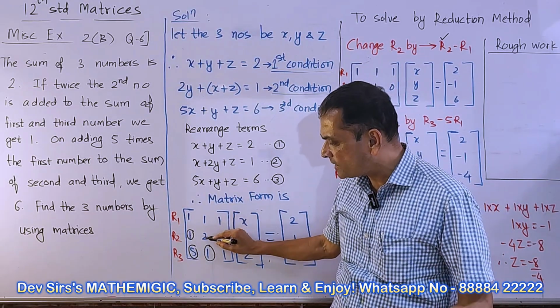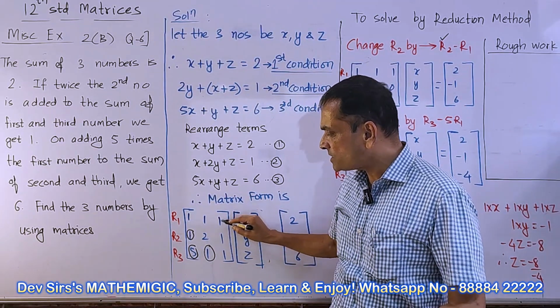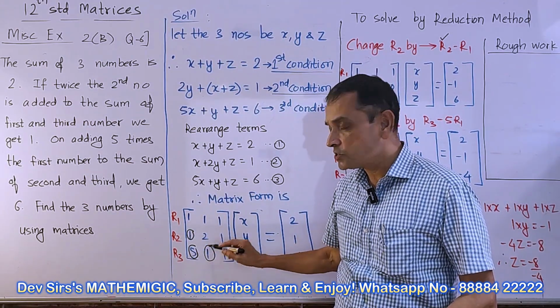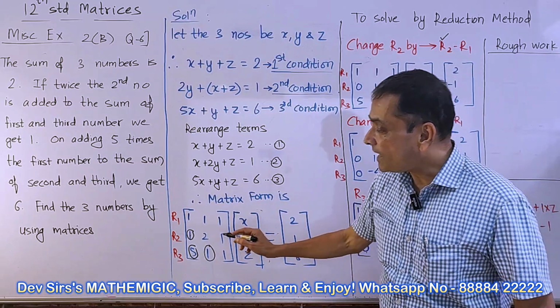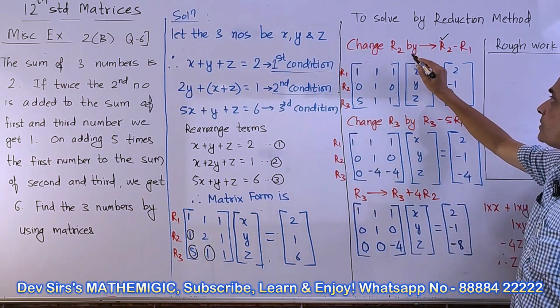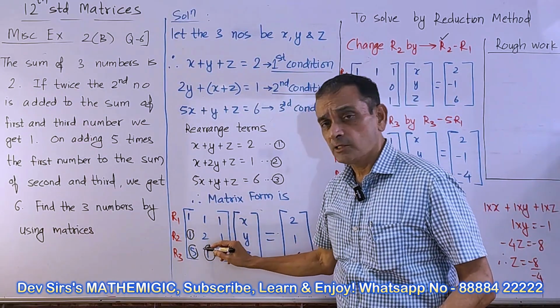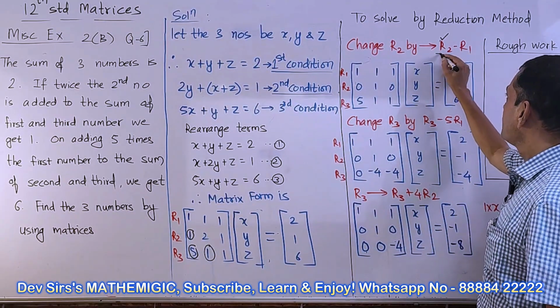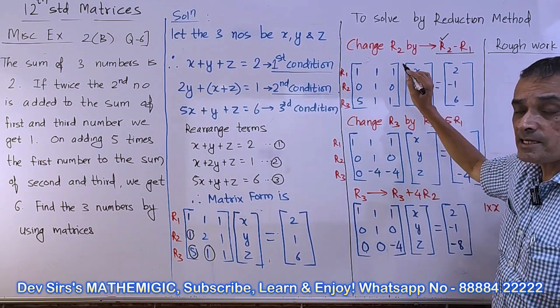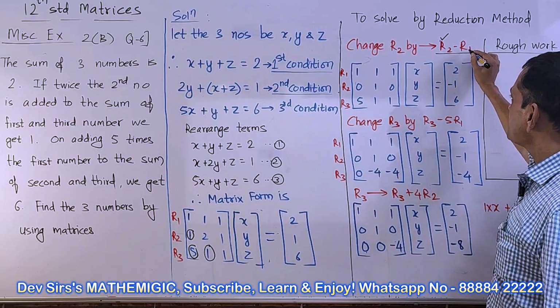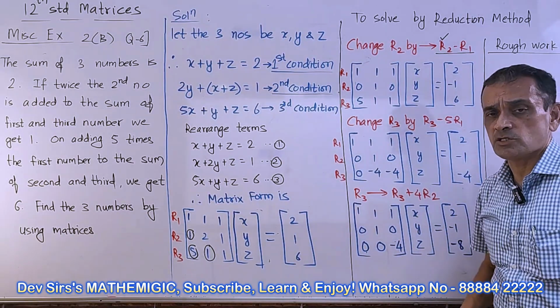यहाँ पे कुछ भी आए तो भी चलेगा। 2 minus 1 is 1, 1 minus 1 is 0. Okay, main thing is to get 0 in these three positions. Okay, so I have written change R2 by R2 minus R1. R2 को बदलो. Now when I write this equation, remember as I said, whatever is in the first position changes, whatever is in the second position does not change.